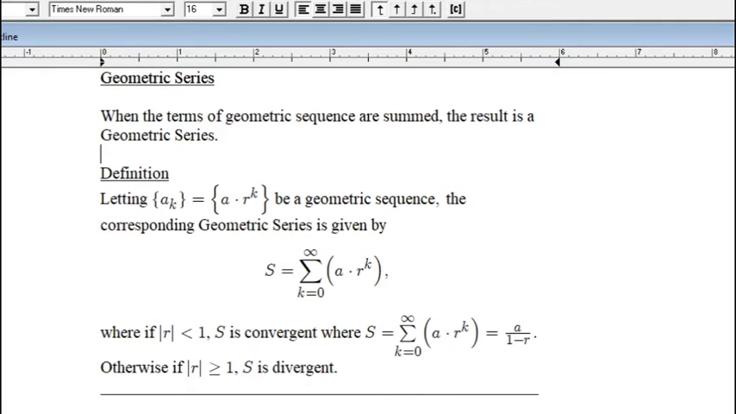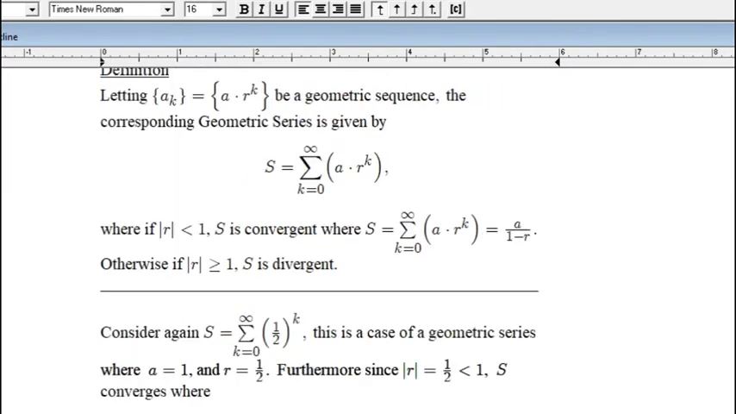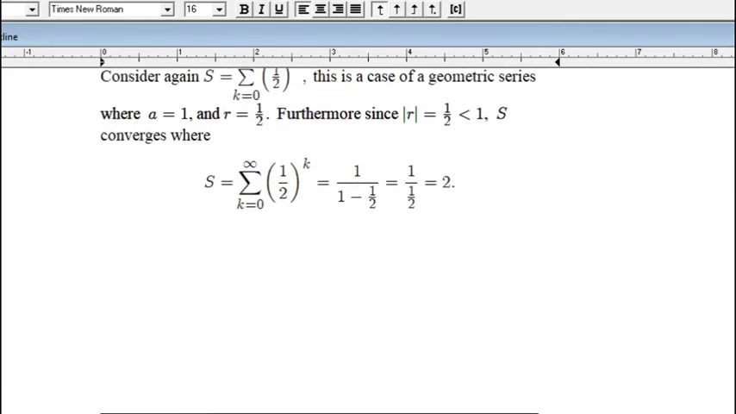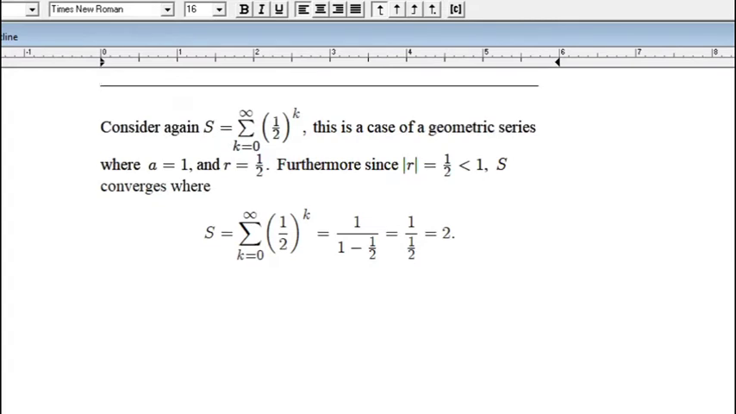All right? If we look at some examples, we might start off with our first consideration, where S is equal to the geometric series given by the summation from k equals 0 to infinity of 1/2 raised to the kth power. In this geometric series, our 0 term A would be equal to 1, and our common ratio R would be equal to 1/2. Furthermore, since the absolute value of R is 1/2, which is less than 1, S has to converge.